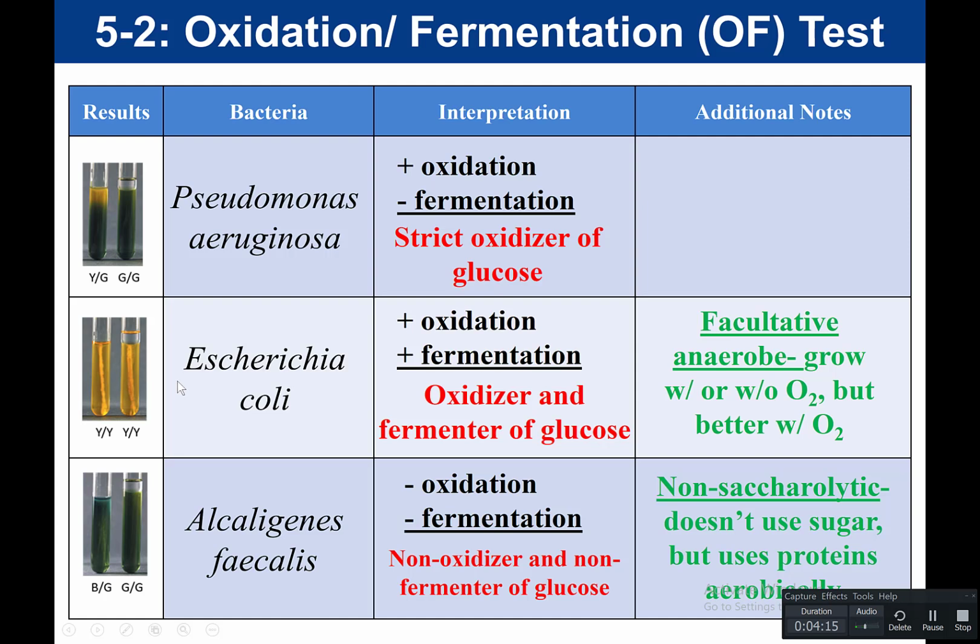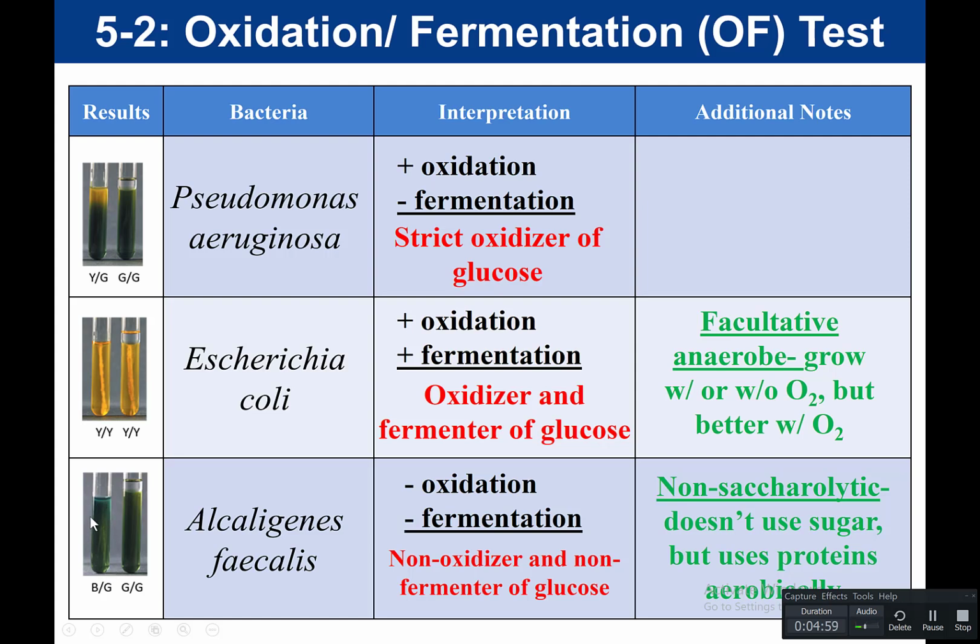If you see yellow, yellow throughout, so both tubes are going to be yellow, again, you don't need to know which organism, but you do need to know that that means it's positive for oxidation. It is positive for fermentation. So this organism would be an oxidizer and a fermenter of glucose. And then you want to know that that's referred to as a facultative anaerobe. And a facultative anaerobe will grow with or without oxygen, but grow better with it. And then lastly, we have our last set of results where we see blue on the top here, green on the bottom. This one is green throughout.